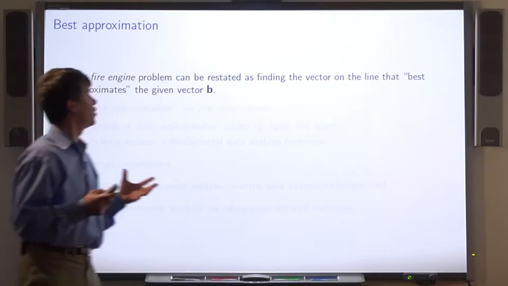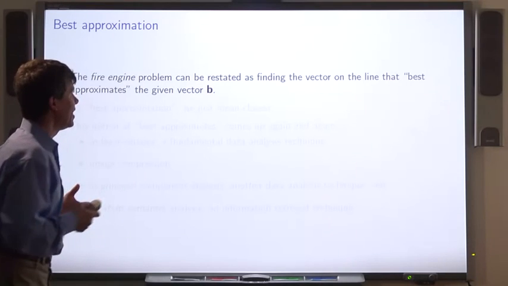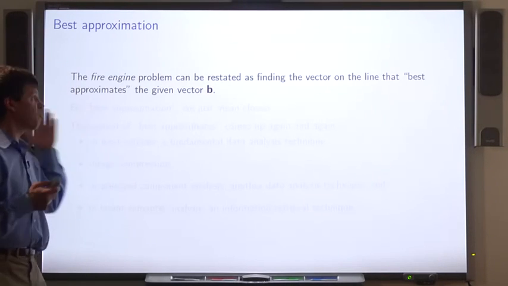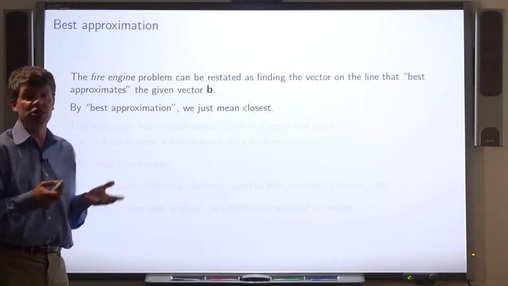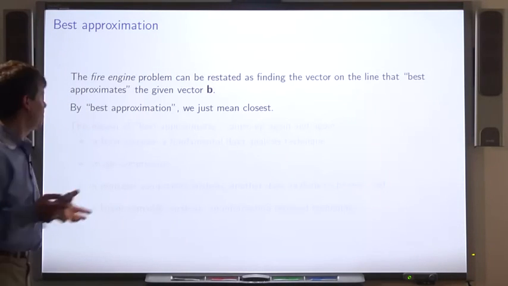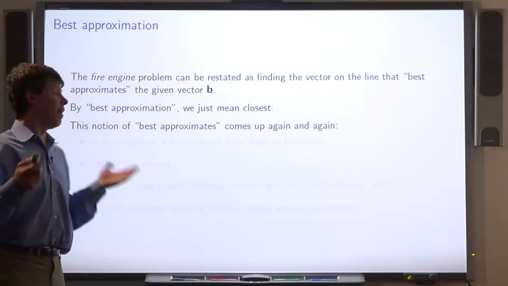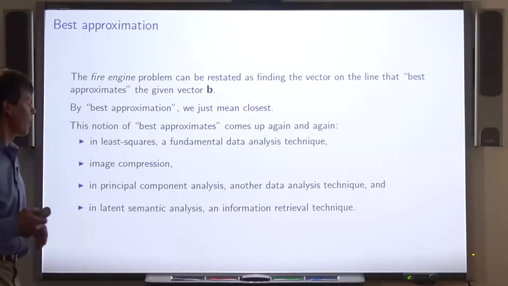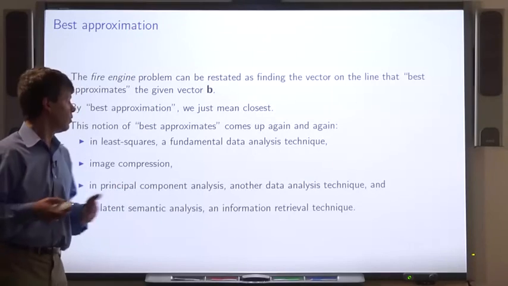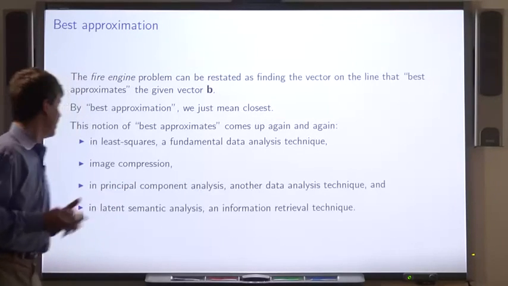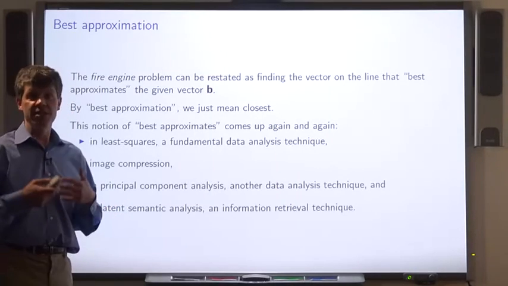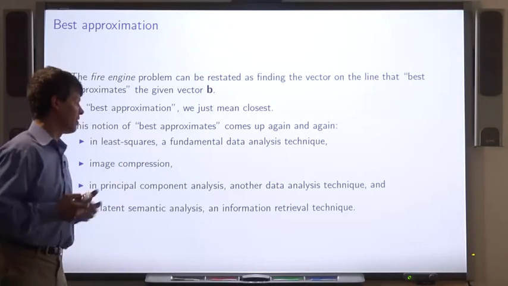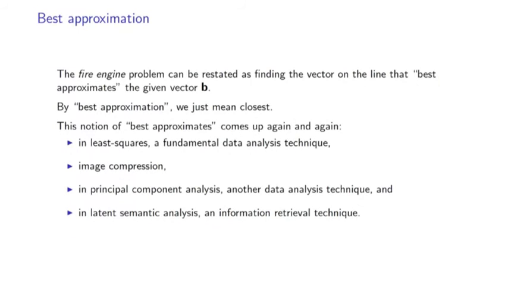Now, this fire engine problem can be restated as finding the vector on the line that best approximates the given vector B. And by best approximates, we just mean the closest. But this notion of best approximation comes up again and again in linear algebra. In least squares, which is a fundamental data analysis technique, in image compression, in principal components analysis, and in something called latent semantic analysis. In the next part of the course, we'll address the problem of least squares.